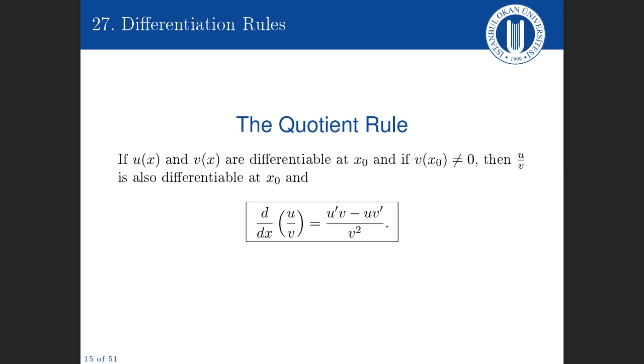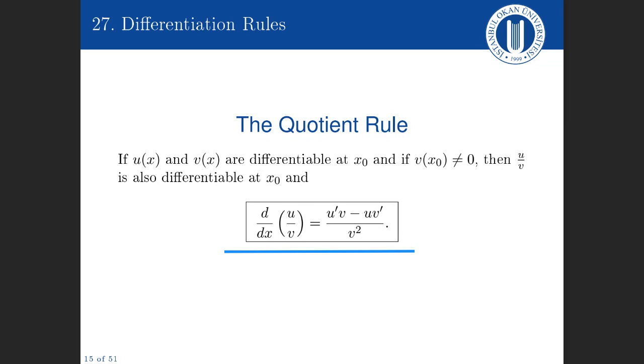The quotient rule. This is the rule we want if we have function divided by function. If u and v are differentiable at a point x0, and this time we need to be a little bit careful, as long as v at x0 is not 0, because we don't want to be dividing by 0, then u divided by v is also differentiable at x0, and the rule says this. The derivative of u divided by v is u prime v minus uv prime divided by v squared.